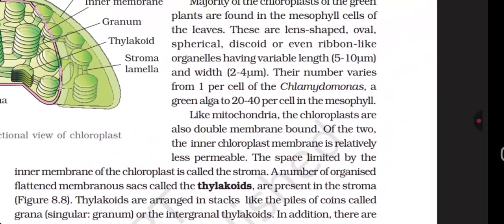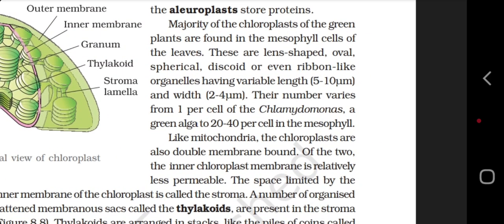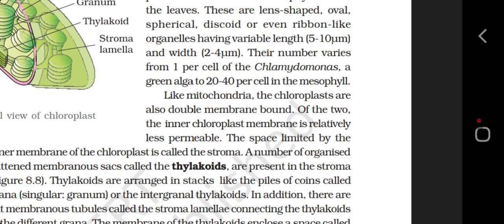The majority of the chloroplasts of the green plants are found in the mesophyll of the leaves. These are lens-shaped, oval, spherical, discoid, or even ribbon-like organelles having a variable length, meaning 5 to 10 micrometer, and width 2 to 4 micrometer. Their number varies from 1 per cell in Chlamydomonas, a green alga, to 20 to 40 per cell in the mesophyll.